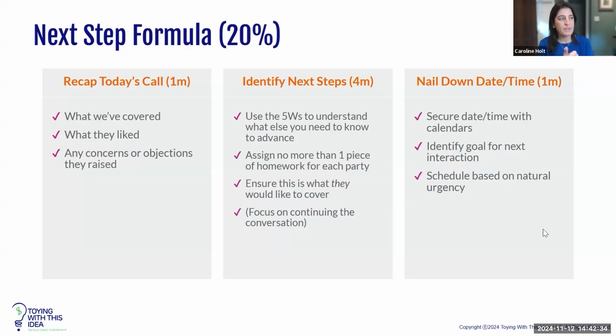So I use that for three things. First is a quick recap of what you've covered in the conversation today, like that lovely Comcast rep did. Then you're identifying next steps, which is usually based on some sort of gap, objection, or some piece of homework that you need to do or they need to do, but try and limit it to one piece of homework. So if it's more than one piece of homework, break it up with a conversation in between.